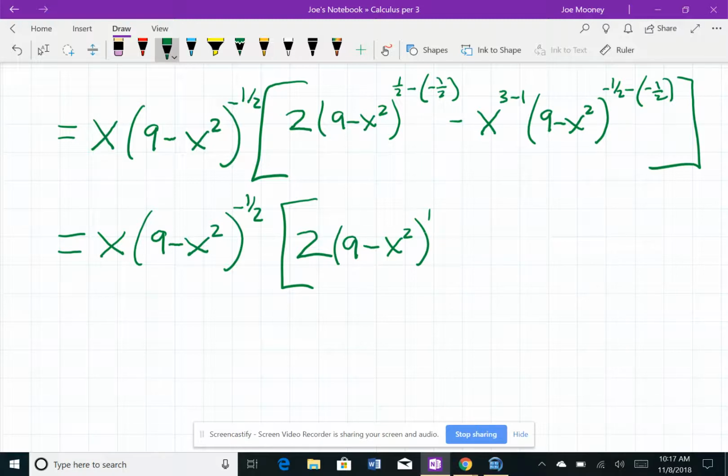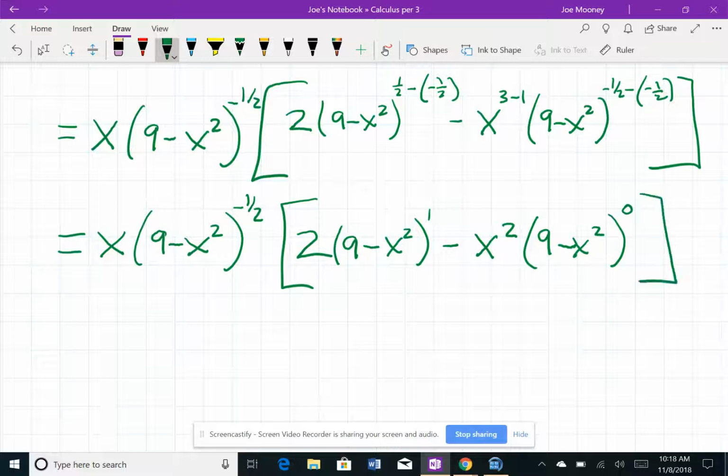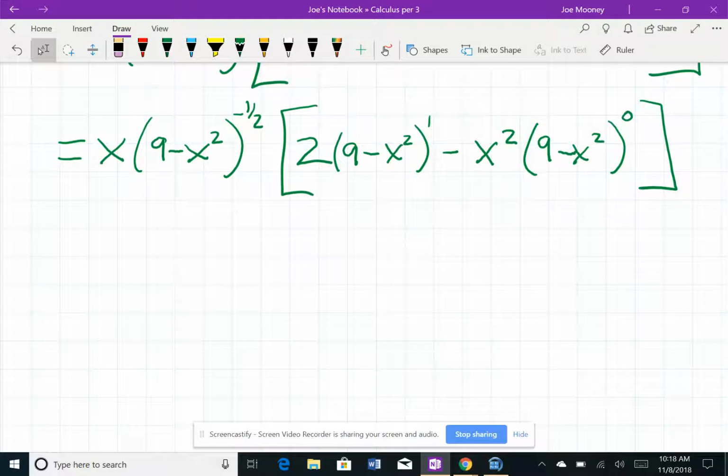Then I'm moving on to my next term, separated by the minus. So x to the power of 3 minus 1, so that's x squared. And then I've got (9 minus x squared) to the power of -1/2 minus a negative, so negative 1/2 plus 1/2. Negative 1/2 plus 1/2 is power 0. Did I do that right? Is it right? Negative 1/2 plus 1/2. Okay, that's good. Okay, so then let's keep going.